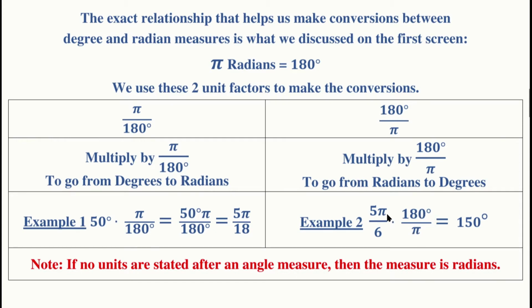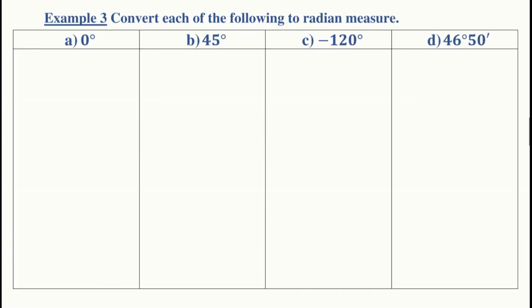This time the pi's will cancel out, and when you multiply that out, 6 into 180 is 30 times 5 is 150. So you get 150 degrees. This time there's only one degree term, so it's not going to cancel out, as you would expect it not to, because you are indeed going into degree mode. And that's how you do these conversions. Let's go ahead and practice a bit.